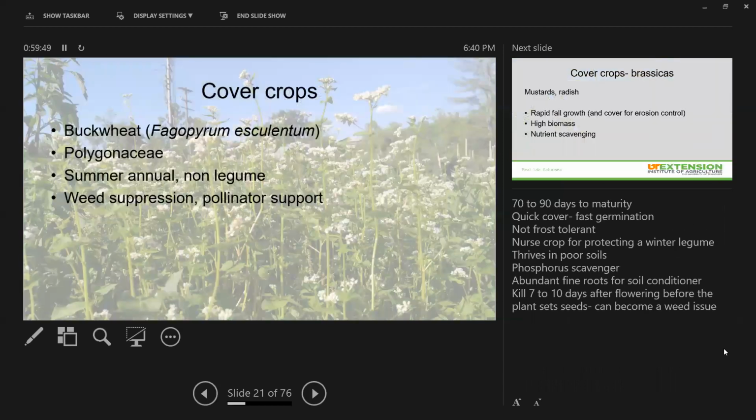So buckwheat is a very popular one. It's a summer crop, a warm season crop. And the bees and the other pollinators love it. And so in my gardens, I do incorporate the buckwheat with everything.